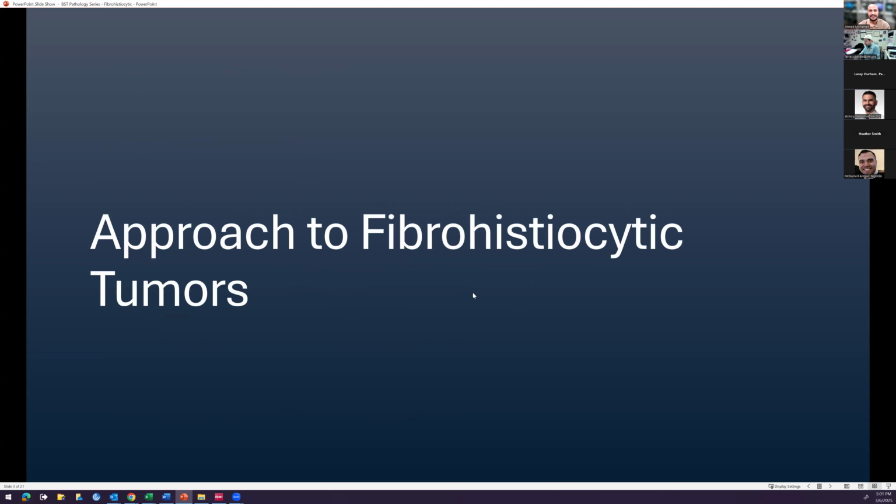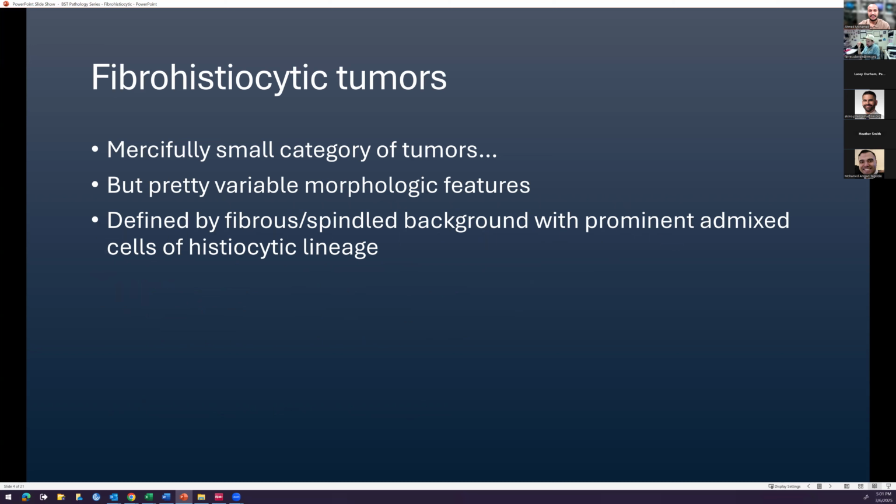So let's talk about the approach to fibrohistiocytic tumors. This is a little bit more straightforward, a little bit less complicated, than some of the other ones, as mercifully it's a pretty small category of tumors. However, the morphologic features are pretty variable and dependent somewhat on the various admixtures of histiocytic lineage cells and fibroblastic lineage cells. These tumors are generally defined by the presence of a fibrous component or more of a spindle background component with some amount of prominent admixed cells of the histiocytic lineage.